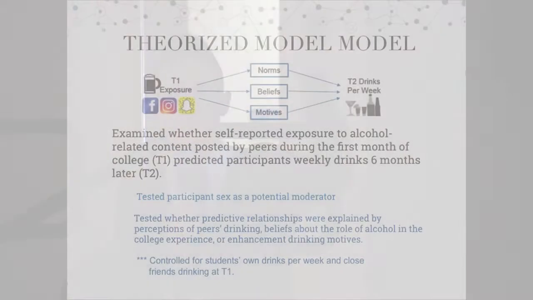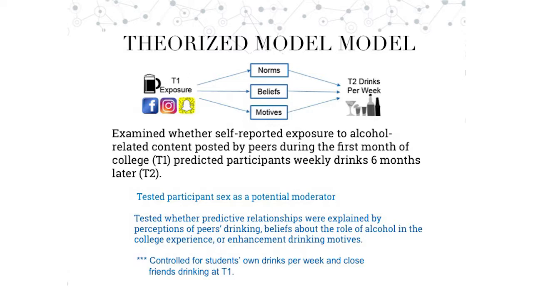So that was something we wanted to control for. Then we also measured weekly drinks at time 1 and time 2. These other 3 things that we measured are mediators. So we wanted to look at what are the mechanisms by which seeing alcohol on social media predicts your later alcohol use? And these measures are really common in the literature.